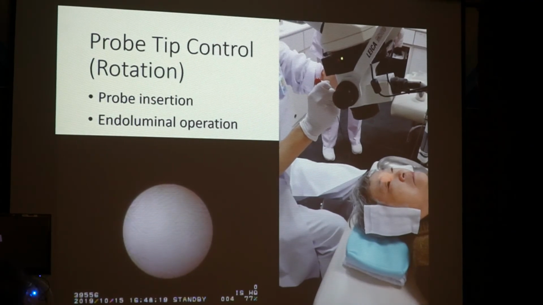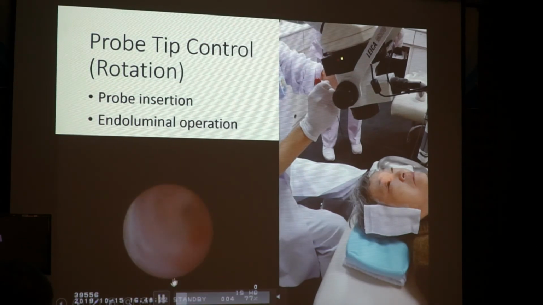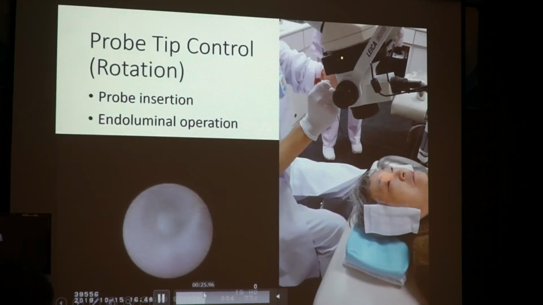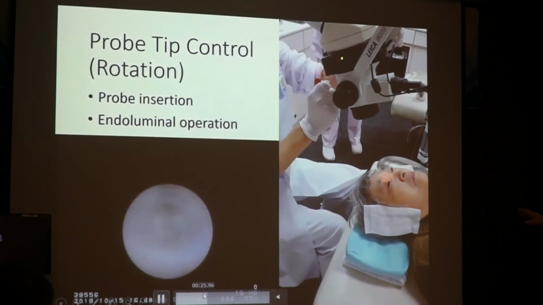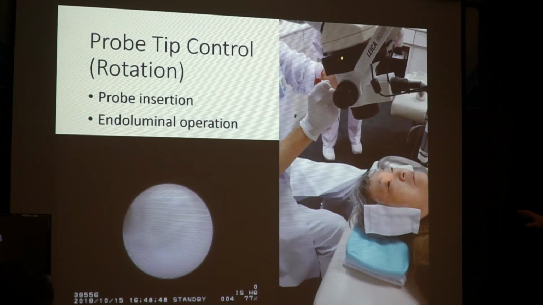So while rotating the handpiece, I'm looking for the ductal lumen remnant. So I'm looking for the ductal lumen remnant. Where is the ductal lumen remnant? Where is it? Here.